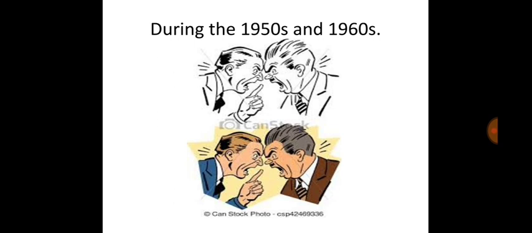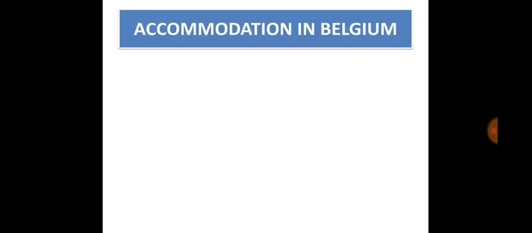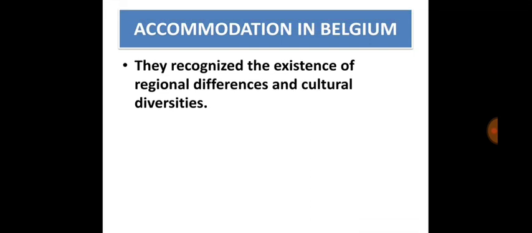communities. During 1950 or 1960, what happened between them? They started to fight. They started to create problems. But they devised a unique solution to solve the conflicting situation, to stop the civil war, to create harmony among them. So what was the formula of accommodation?